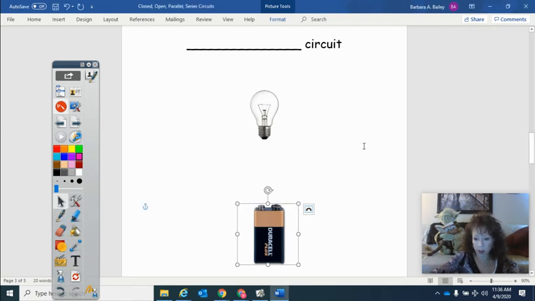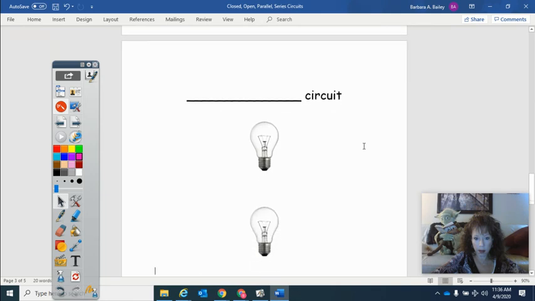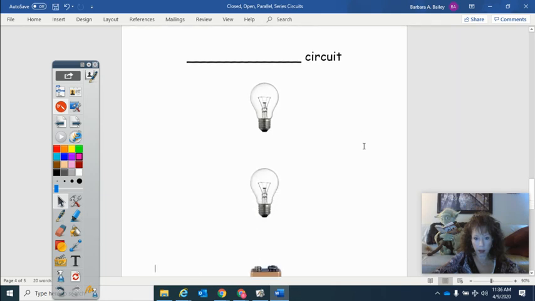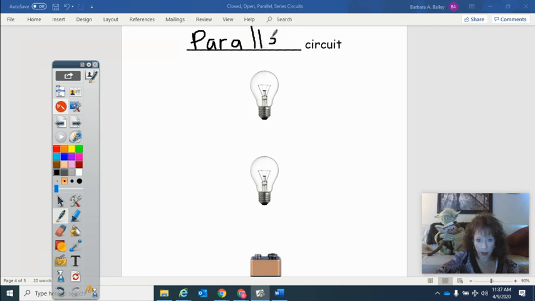All right, the next type of circuit we're going to talk about is a parallel circuit. Okay. So I'm going to write that up here. Parallel. We talked about parallel lines. So this is kind of a similar concept.